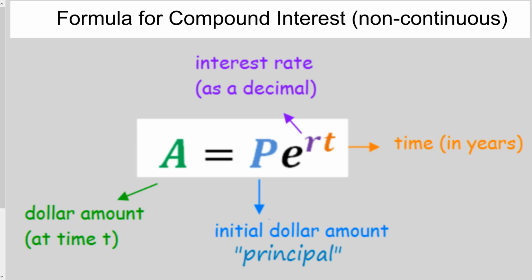So that gives us this formula for, oops, it should say continuous right here. Continuous compounding. A equals P e to the rt. Sometimes people call it Pert. It's the Pert formula.